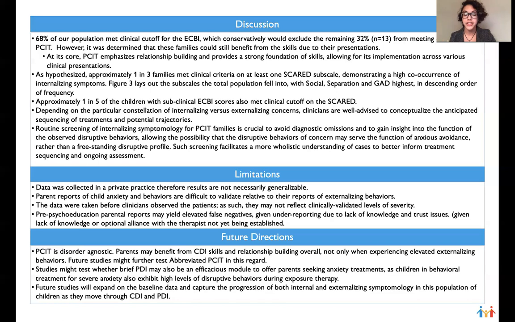We would like to expand the study, include different settings, and see what those results in those cases might look like. Parent report also of child anxiety and behaviors are difficult to validate. All of the measures that we used were parent perceptions, parent reports. This might be an interesting study to look at, validated with a diagnostic interview.